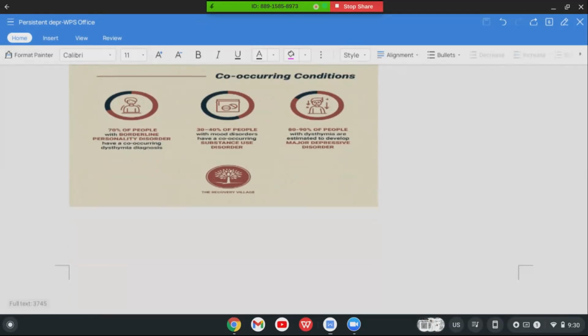dysthymia or depressive episodes. 70% of the people living with borderline personality disorders are going to have a co-occurring dysthymia diagnosis. 30 to 40% of the people have mood disorders and substance use disorders, and 80 to 90% of people are already suffering from major depressive disorders. So these are going to lead to and convert into dysthymic episodes.